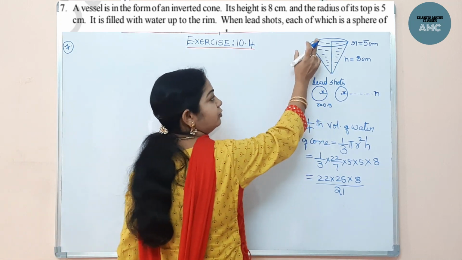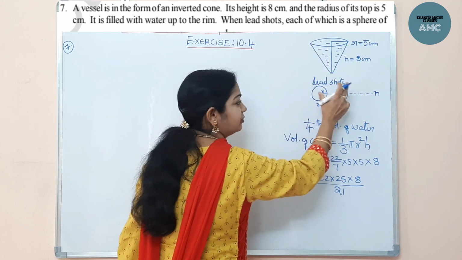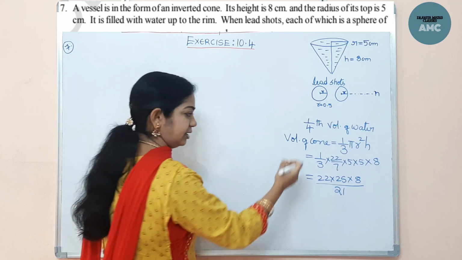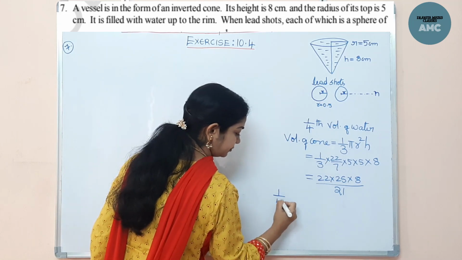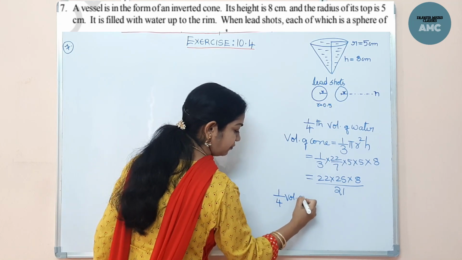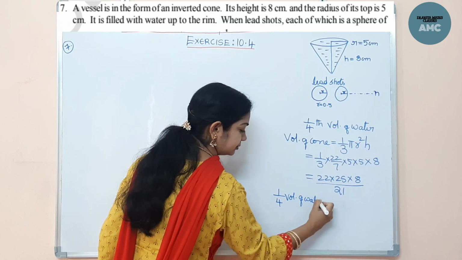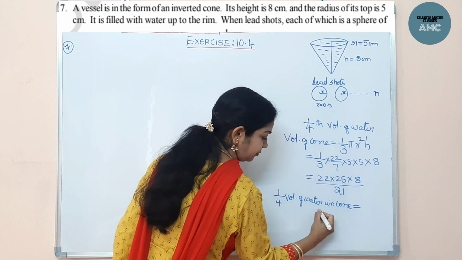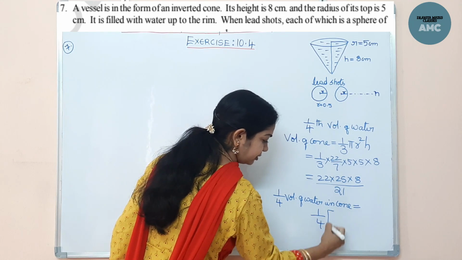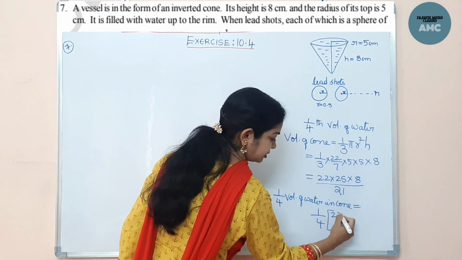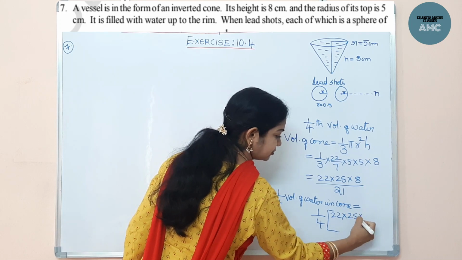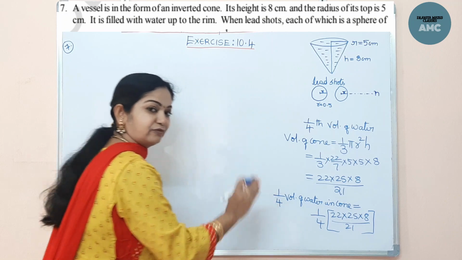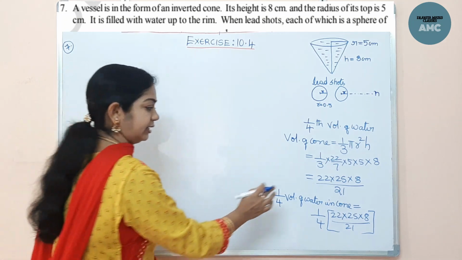The 1/4 volume of this will be equated to the volume of the lead shots, because that much part is being replaced, isn't it? Now here 1/4 volume of water in the cone is equal to 1/4 of this volume, 22 into 25 into 8 by 21. This is the 1/4 volume of the water spilled out. Now we will keep it aside.